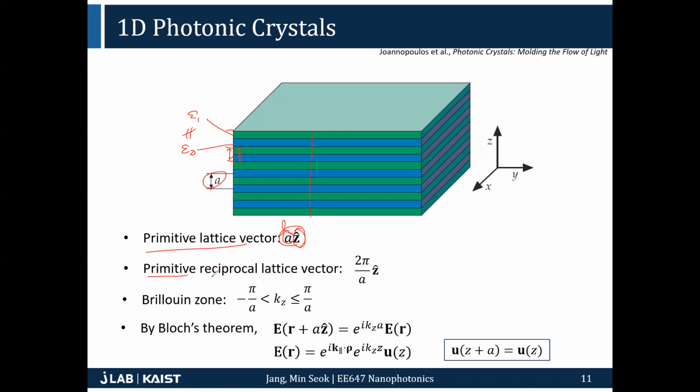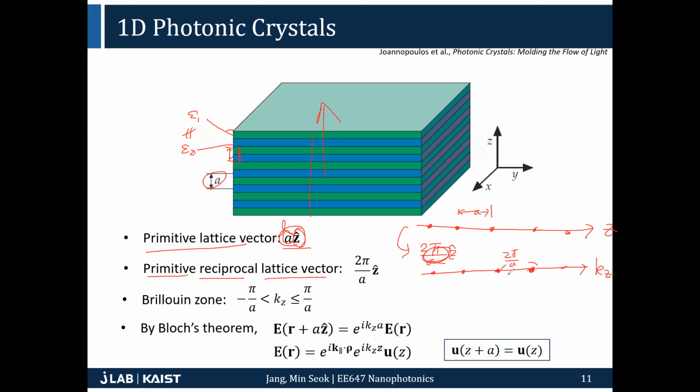And then the primitive reciprocal lattice vector is, of course, easily found from the previous equation, which is 2 pi over a along the z direction. Again, if you draw this, this is the G direction, and the primitive lattice vector is a along z. And then if you go to the k space, the reciprocal lattice vector is 2 pi over a.